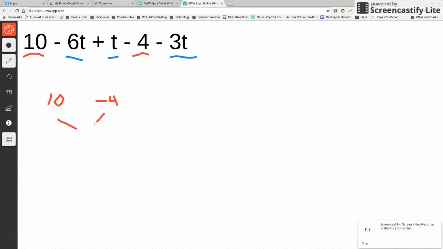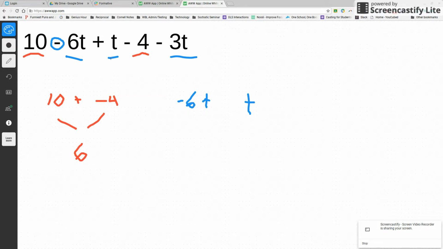If I combine those two numbers together, I add them together. 10 plus a negative 4 is the same as 10 minus 4. So we have 6 total left over with our numbers that don't have variables. Now I'm going to combine my variables. I see I was taking away, always look at that symbol. I was taking away 6t, so I had negative 6t as one number. I had just a regular t.